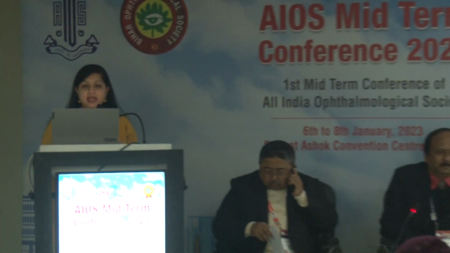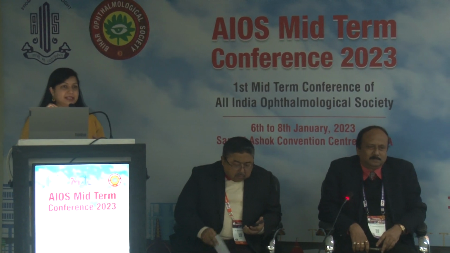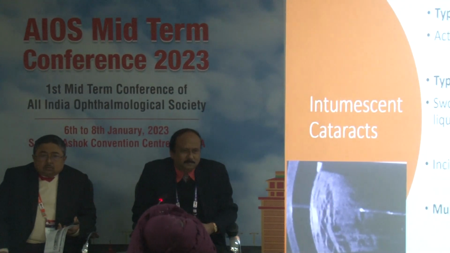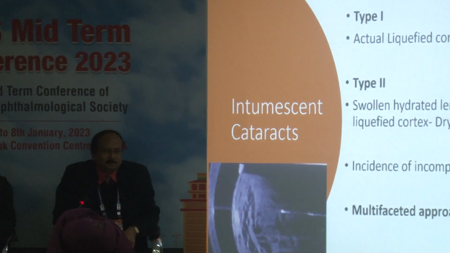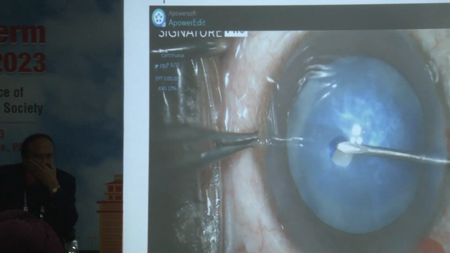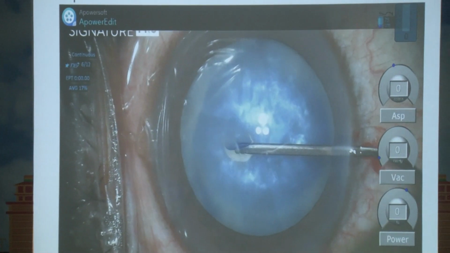So basically what we need to know is there are two types of white cataracts. The first type is where the actual liquefied cortex can be aspirated, it's fluid, and the second type is where you will not get fluid, but the cortical fibers themselves are swollen, and that is why there is a dry tap. These are the cases which are more prone to a runaway, and you need to have a multifaceted approach to all this. Now here is the first case where we are showing a two-step rhexis.